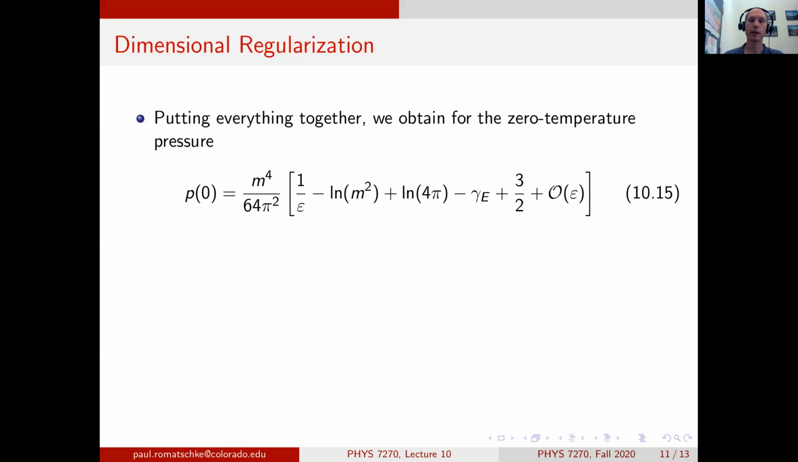Once we have this, we plug all the pieces into the expression for the zero temperature pressure, and we will find the following result here, where the zero temperature pressure is given by a term that involves 1 over epsilon, that's the divergent part, plus some finite pieces and pieces that go as order epsilon. So these will become very small as we take epsilon to 0.